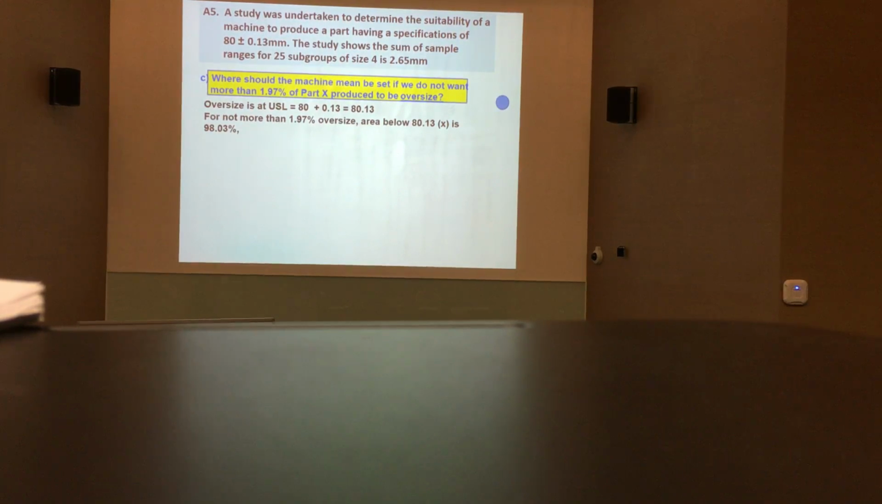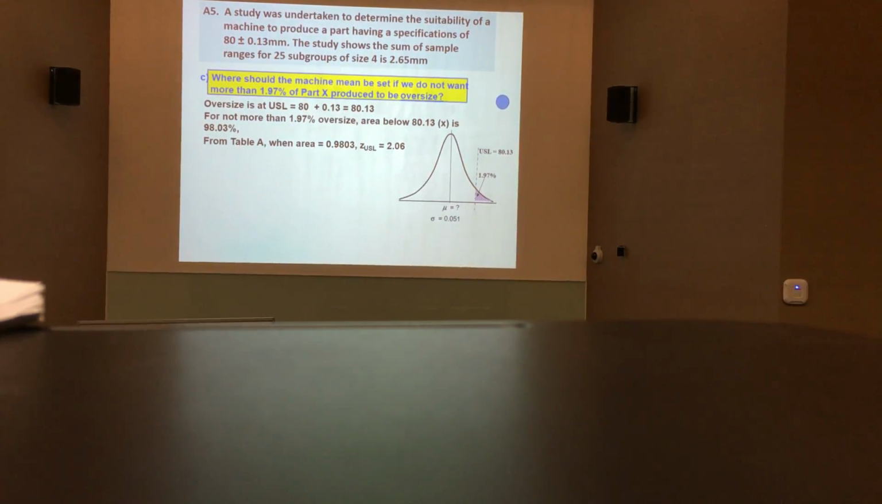Okay, so if I want not more than 1.9% oversize, the portion below must be 98.1%. We use that to find the Z value. If you go to your table A2, where 98.1%, you will find that the Z at the position is 2.06. Use that, put it back into your formula and solve for your mu.